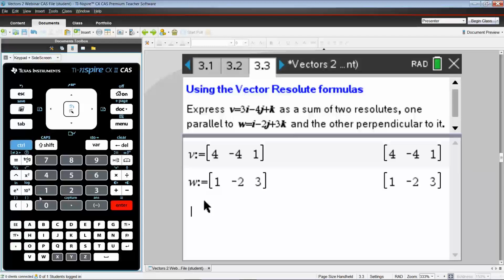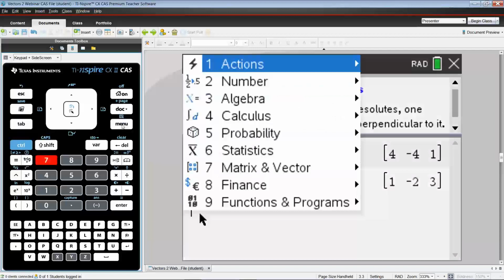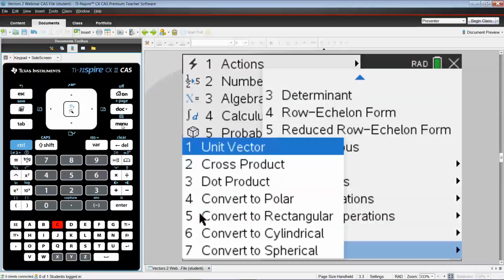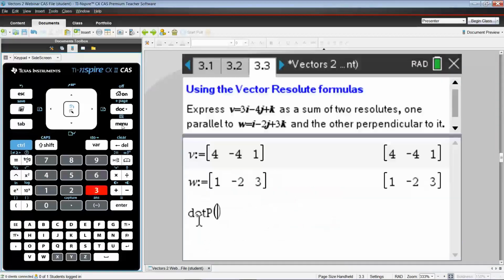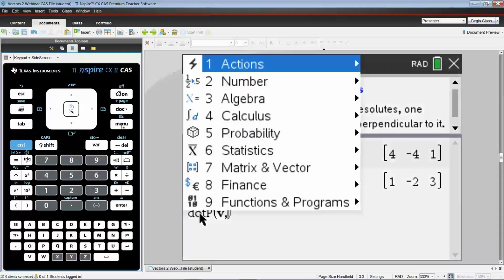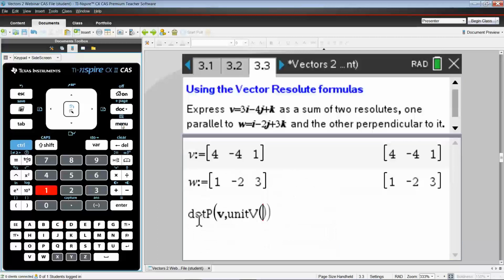So let's now find the vector resolute of V parallel to W. I can use the formula for it, which is the dot product. Menu 7C3, the dot product of V, comma, and then menu 7C1, which is the unit vector of W. So that's the dot product of V and the unit vector of W, and then I need to multiply that by the unit vector of W.